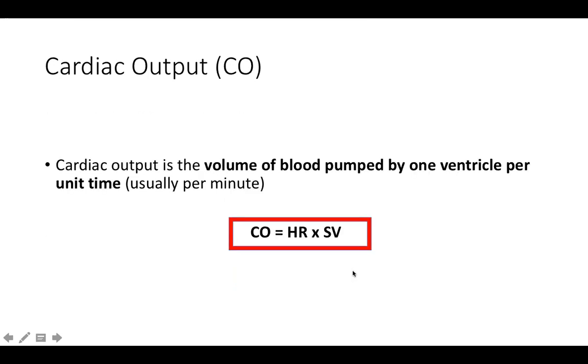There's also another value that we're interested in within cardiovascular physiology that's called cardiac output. And this is the volume of blood that's pumped out by one ventricle per unit time. And usually that unit of time is per minute. So the way that we calculate cardiac output is we take the number of times that the heart is beating, or the heart rate, and we multiply it by how much blood is being pumped out per beat. And so we know that cardiac output will be the heart rate times the stroke volume.